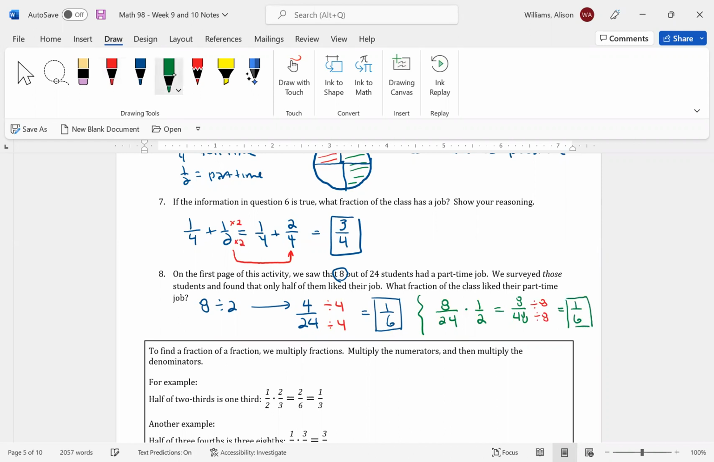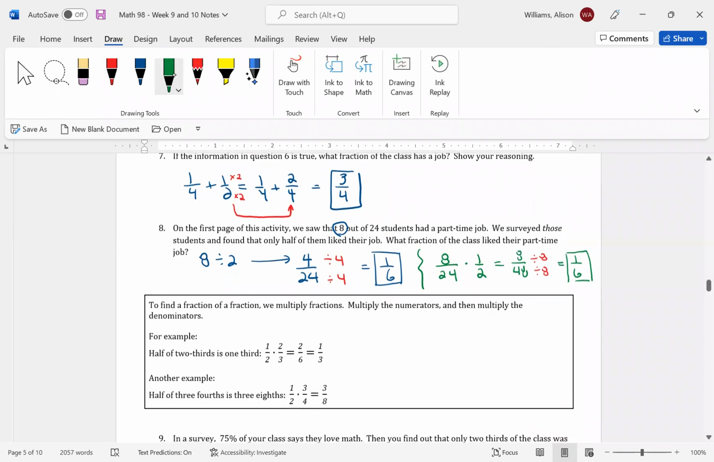So I could have done this as a fraction multiplication as well, which they demonstrate how to do down here. When we multiply the numerators and then multiply the denominators, and then we can do some reducing.